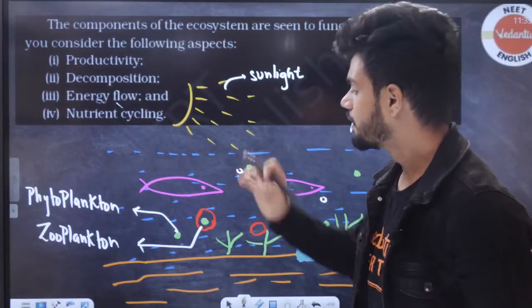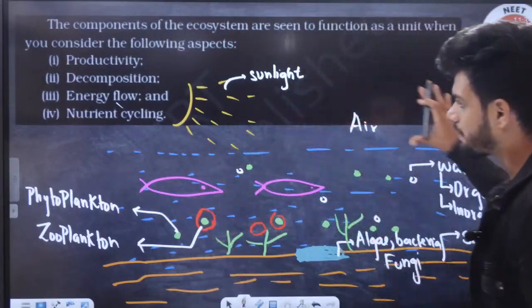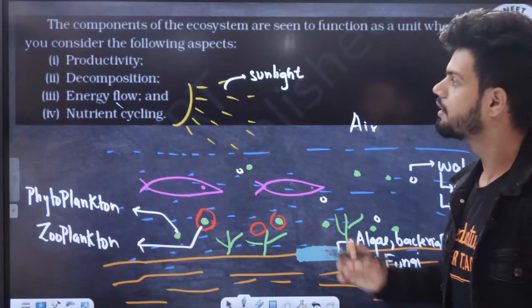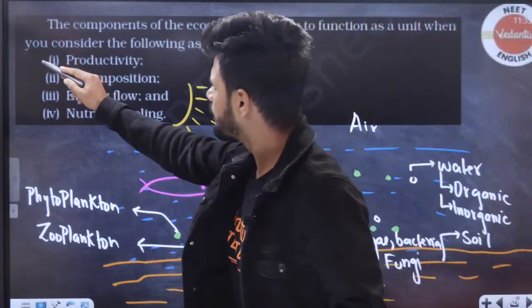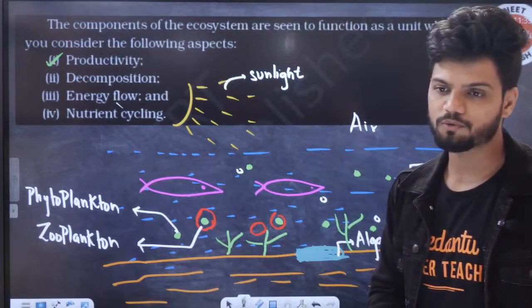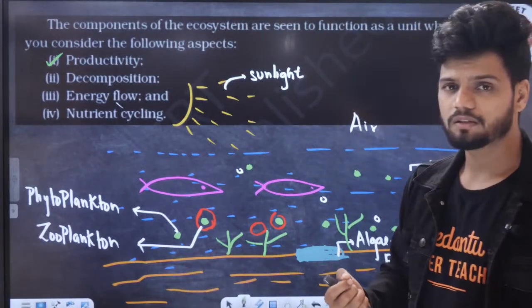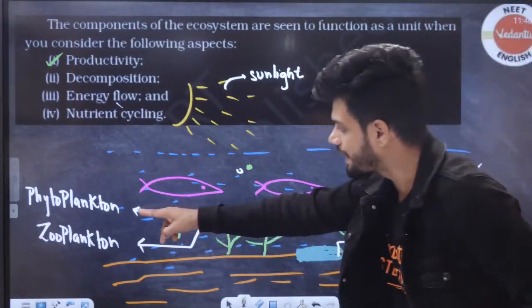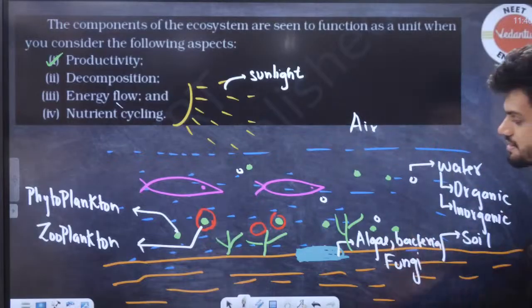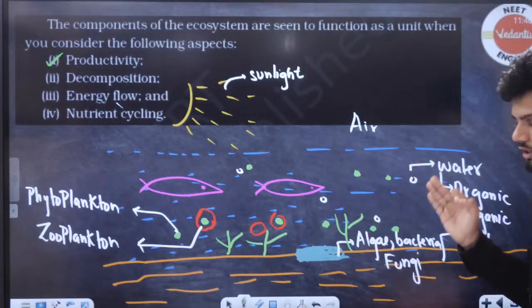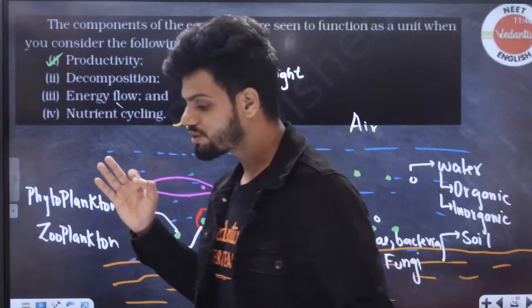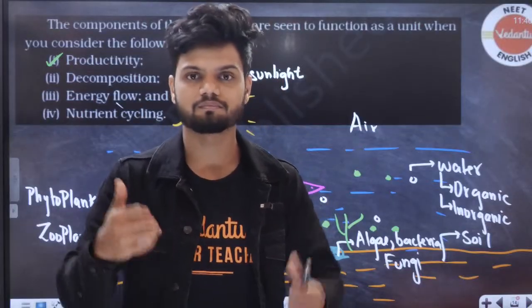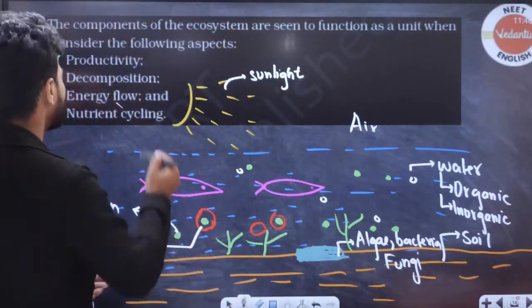Now, with this much information, can we explain all the four pillars here? Yes, we can explain the four pillars. For example, tell me, what is productivity? What is productivity, students? Productivity is basically the energy generation, energy production. Can this phytoplankton, this algae, and these submerged plants do a process called photosynthesis and produce the food in the aquatic ecosystem? Yes, they can. So this is checked.